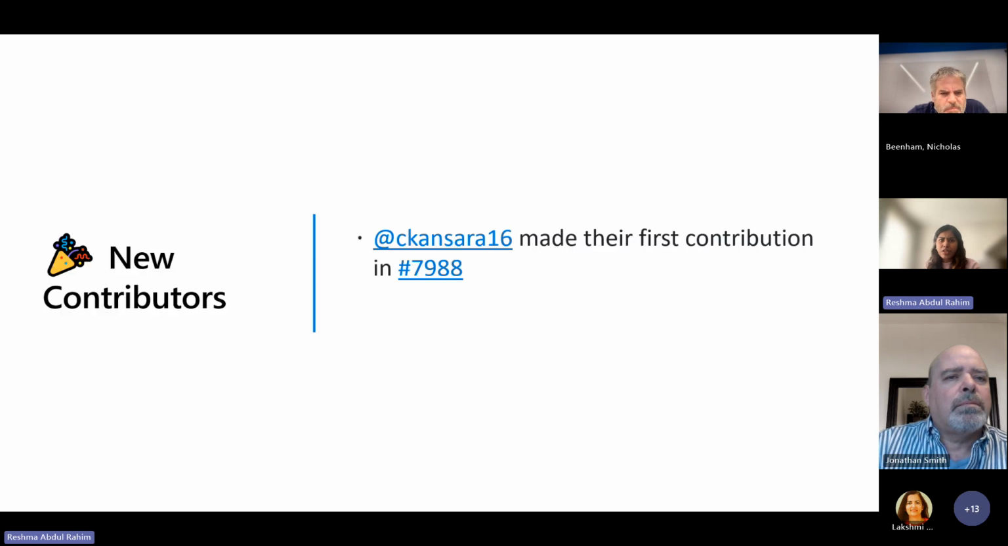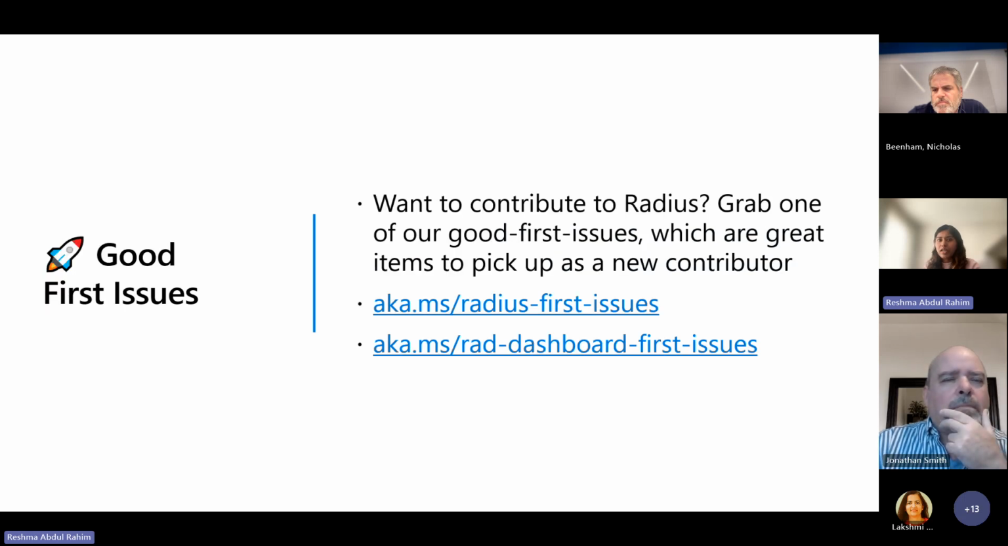Also wanted to give a shout out to C Kansara 16 who has made their first contribution. This is one of the good first issues that he fixed. So for new contributors who are interested in contributing, I just wanted to share a couple of resources here. The first link covers the good first issues across all the repositories of Radius. These are items that you can pick up as a new contributor. They have enough context and details on where exactly you have to go and make a code change. So these are items for you to get started.